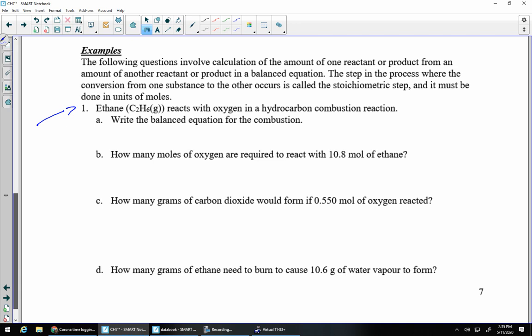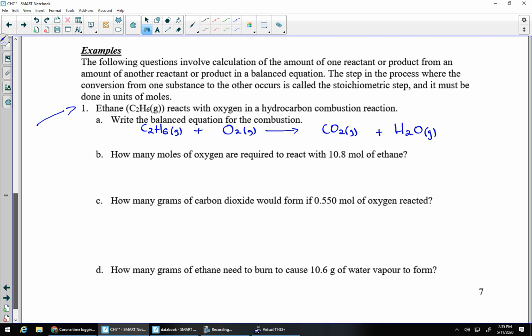Nice. So I've got C2H6. That's a gas. It's going to react with oxygen, so that's O2, also a gas. And it's going to produce, just like every hydrocarbon combustion, carbon dioxide gas and water, that's a gas. Everything's a gas in this case. Okay, so I've got my equation. I need to balance it.